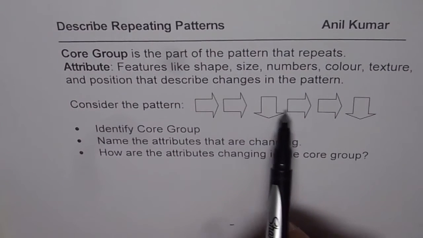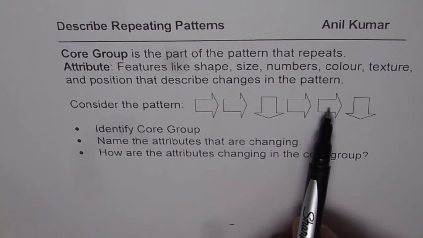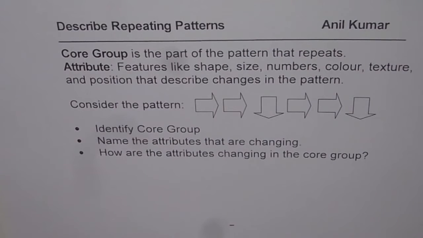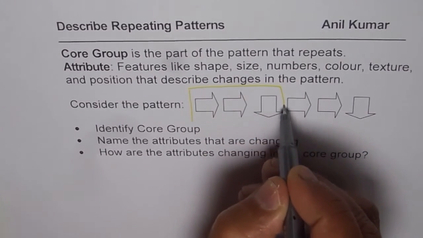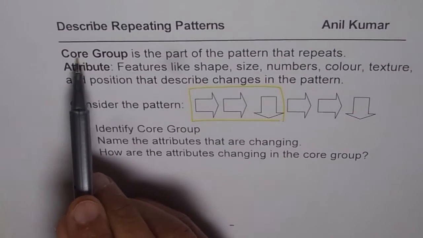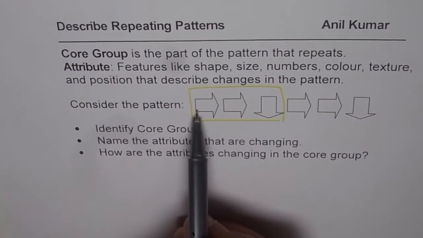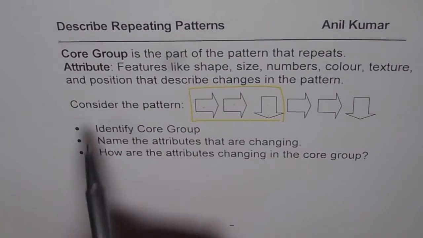As you can see, we have a pattern here. There are two arrows pointing right, one arrow down, two arrows pointing right, one arrow down. So in this pattern, can you identify what repeats? Of course, these three arrows, two pointing right, one pointing down, repeat. So that is called the core group. So back to the definition, core group is the part of the pattern that repeats. So in this case, these three arrows, two pointing right, one down, become the core group.